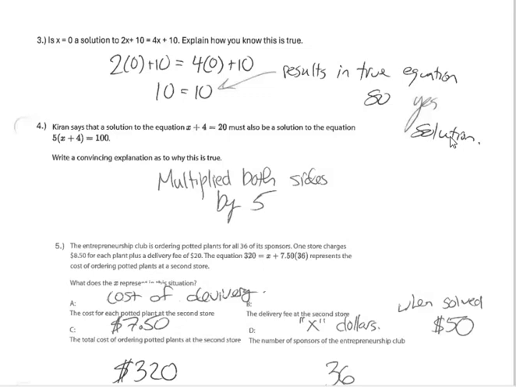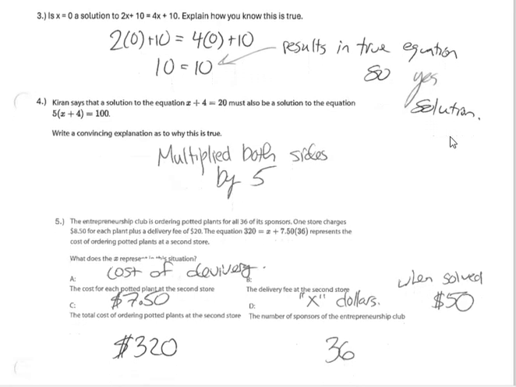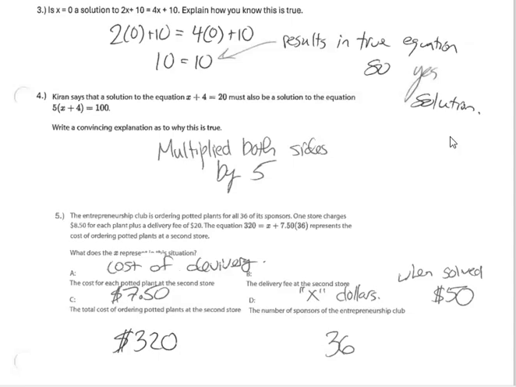And you can see that they just multiplied the first equation, left side and right side, by 5 and ended up with the new one. So they multiplied both sides by 5, and that is why they are equivalent. It is just the same equation, kind of the equivalent equations.